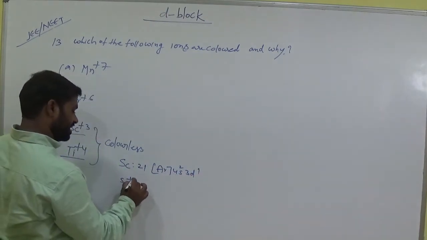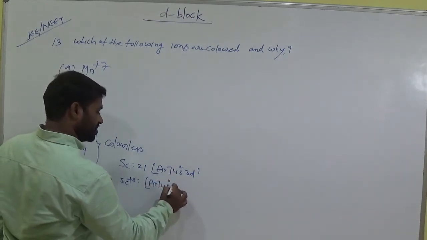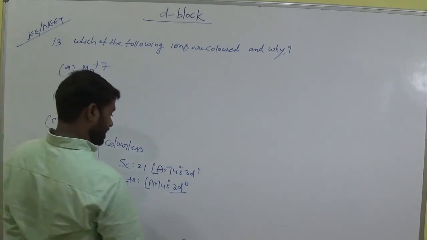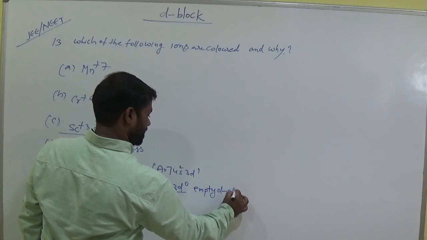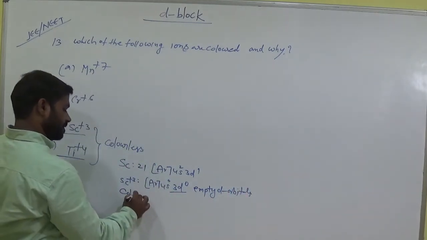Scandium plus 3 means argon 4s0 3d0. Empty d orbitals are present here. So colorless.